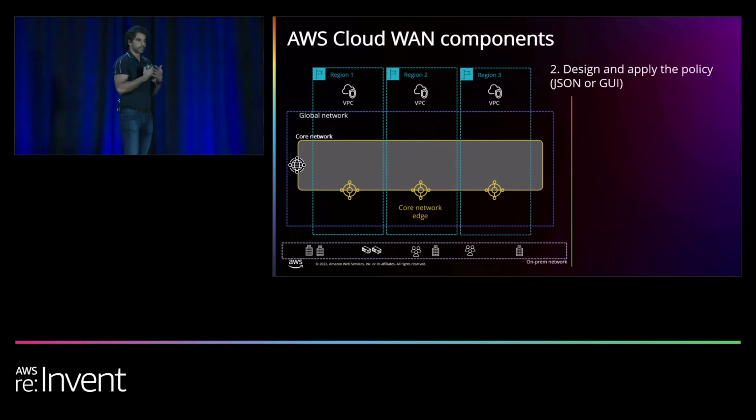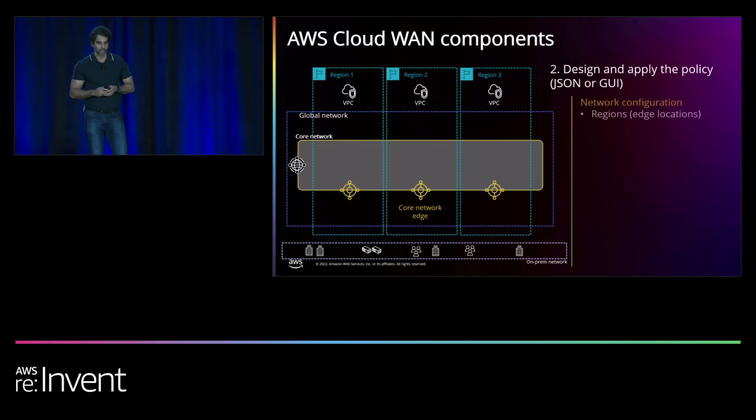Next, you need to define and deploy a network policy. A network policy is a policy document written in JSON, or you can also use the GUI to do that, which defines the global configuration of your network. There are several components to it. First, you need to define which regions you want the core network to be deployed in. This is where your regional core network edges will be deployed.